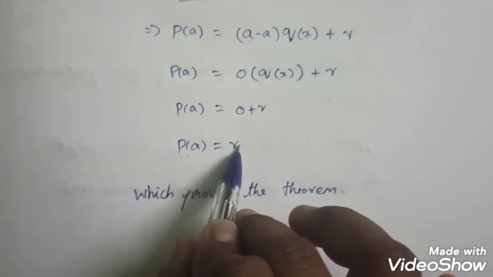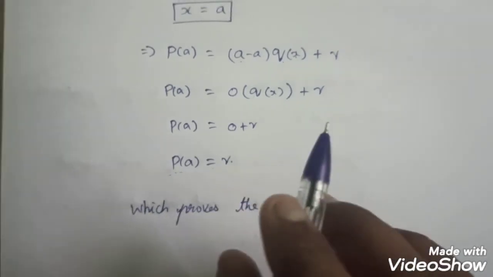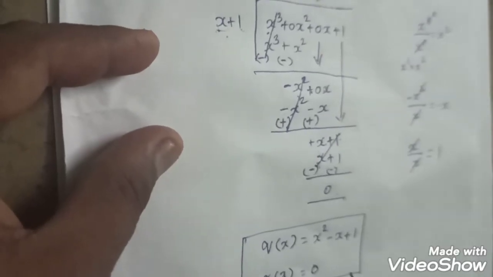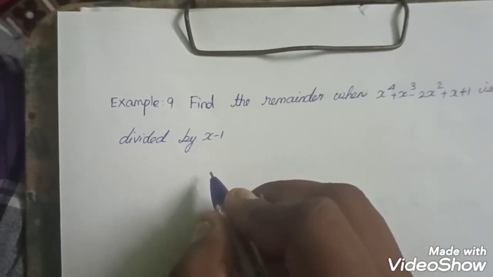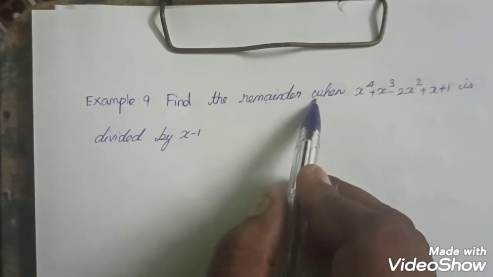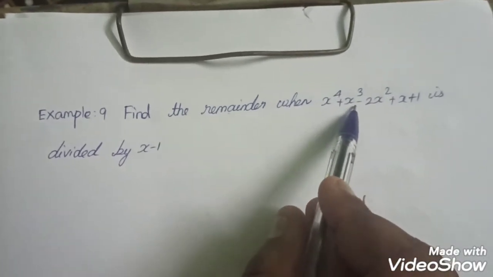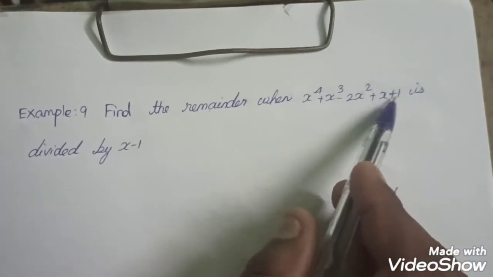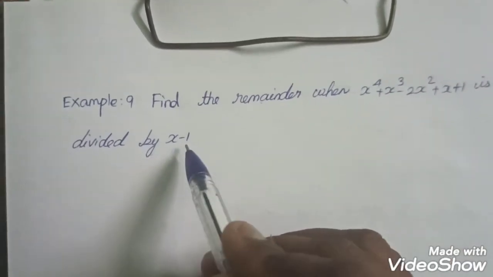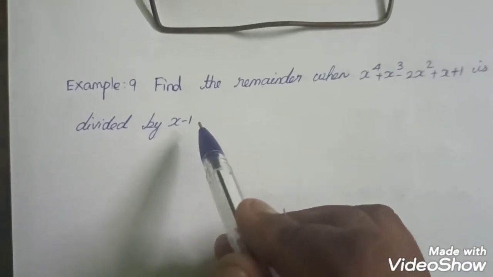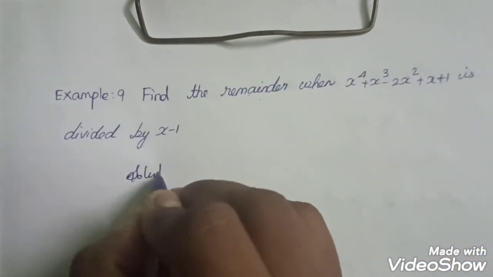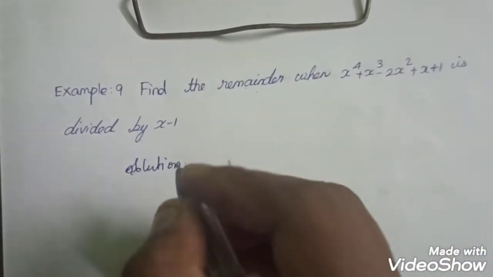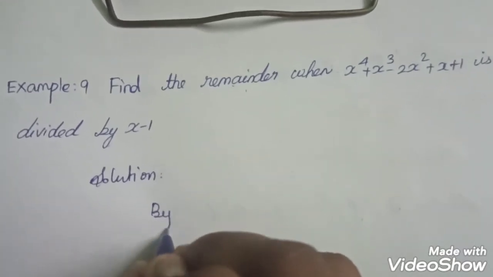On this basis we have to move on to the examples. Next we move on to example number 9. Okay student, now we see example number 9. Find the remainder when x power 4 plus x cube minus 2x square plus 1 is divided by x minus 1. By using the remainder theorem, we have to find out the remainder. Solution: by using the remainder theorem.